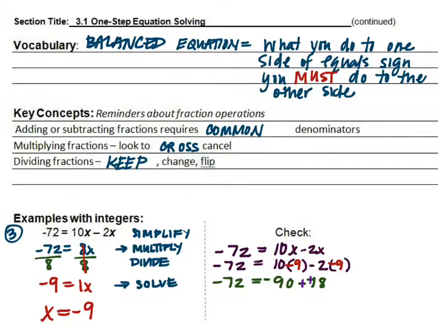And I'm going to simplify using order of operations. So negative 90 and positive 18 put together are going to give me a negative 72. This is my check because I wanted to make sure negative 72 equals negative 72. There's my true statement, and we're going to go ahead and box in our answer of x is equal to negative 9.